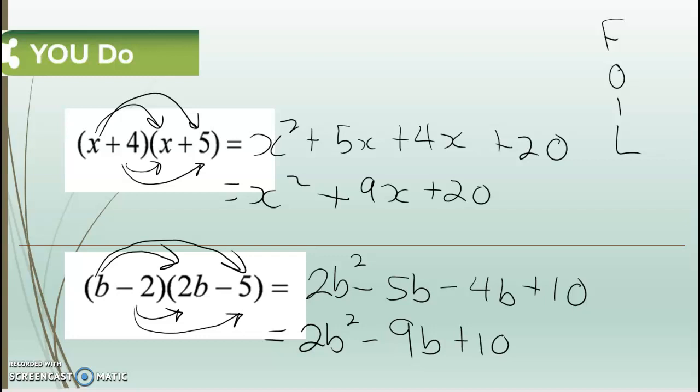Okay, so the key thing here is that we're multiplying this first term here by both of the other two, and then the 4 by both of the other two, and so we end up with 4 terms altogether.